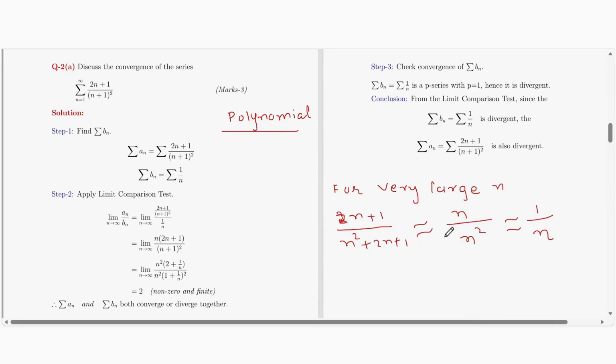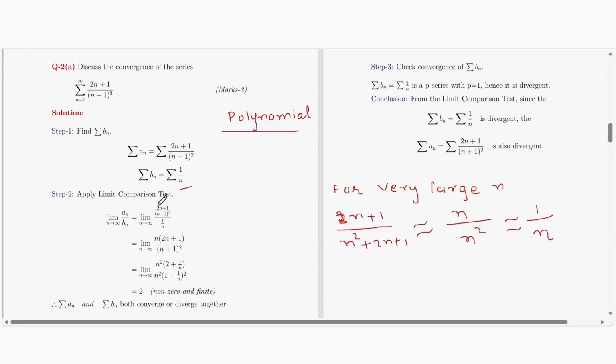But for a quick decision, how to find bn? So from the numerator take the maximum power of n. So here what is the maximum power of n? 1. Okay, so that's why I write n. Also in the denominator, what is the maximum power of n? n square. So write n square. Okay, now simplify this. So 1 n is cancelled out. We have 1 upon n. Okay, so what is my bn? My bn series is 1 upon n.